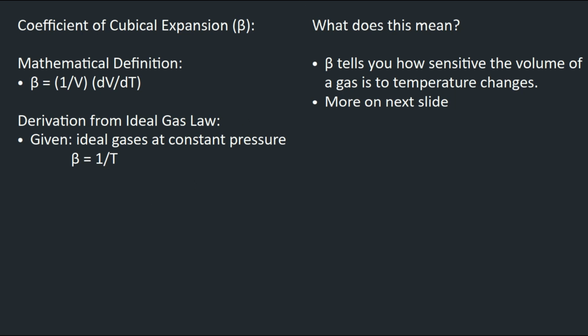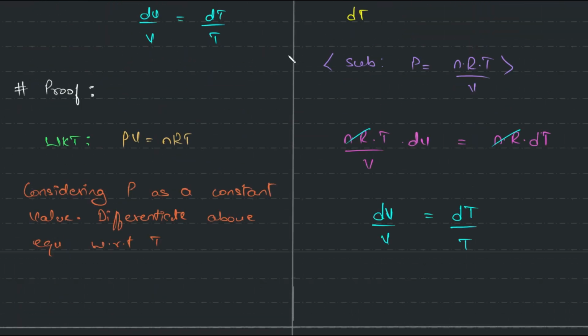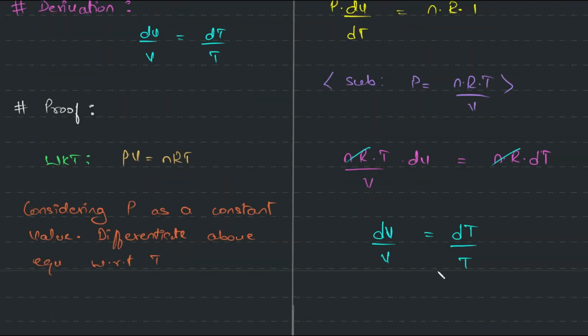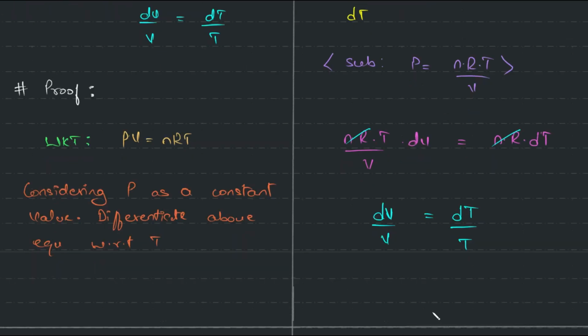Okay, so let's do this as well. Again, beta is defined to be so. So we are looking at beta now. Beta is equal to 1 by V dV by dT. But where have we seen dV by dT? So over here, where is it? dV by dT is V by T, right?